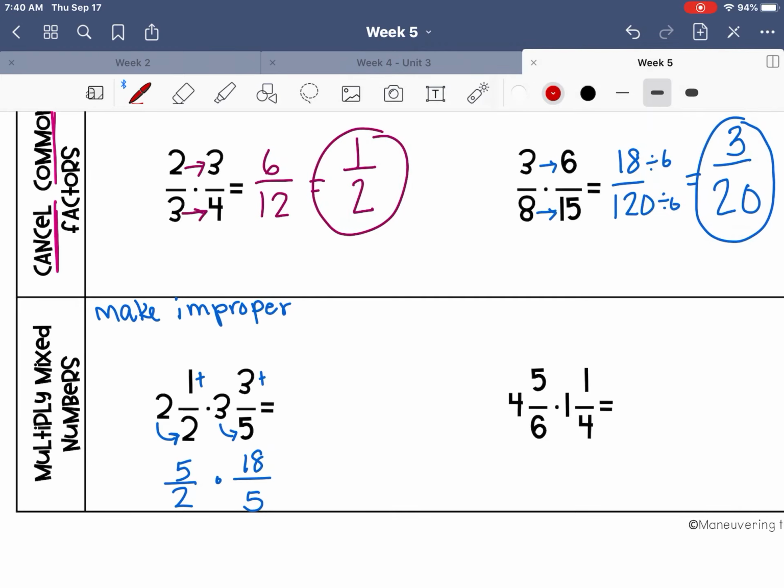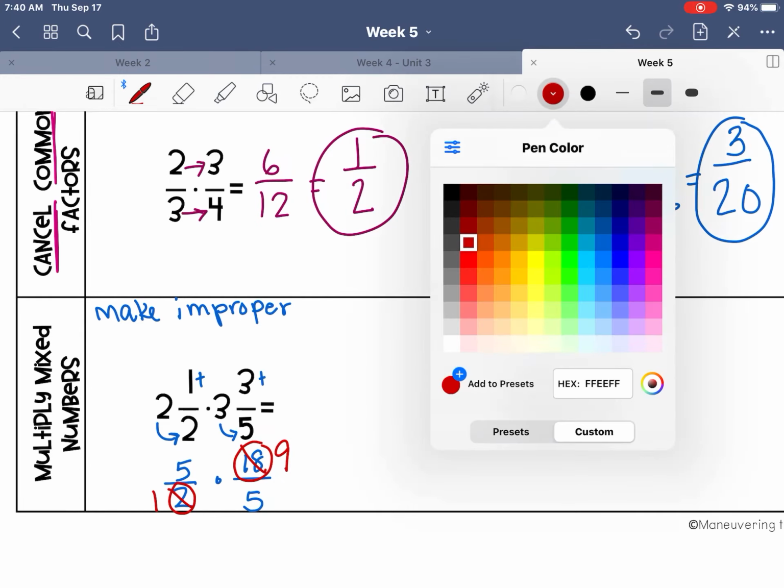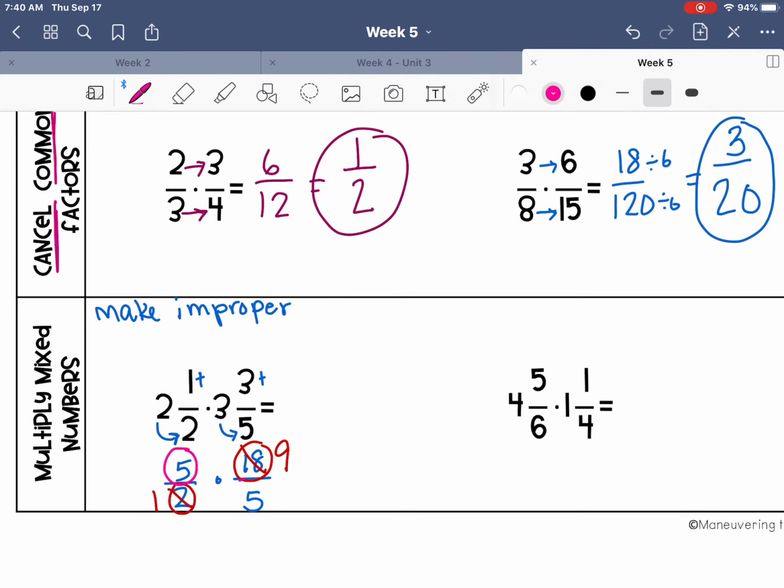Now I'm going to do the same thing I've been doing. I'm going to cross cancel because I don't want to multiply 5 times 18 and 2 times 5 and have a big old number. I realize that 18 and 2 have a common factor of 2. So that becomes a 1, and that becomes a 9. 18 divided by 2 is 9. And I also know that 5 and 5 have a common factor of 5. I love it when they're the same number because then I get to simplify it down to 1. And it's really easy to multiply by 1, don't you agree? 1 times 9 is 9. 1 times 1 is 1. That simplifies all the way down to 9. You don't need a denominator of 1.